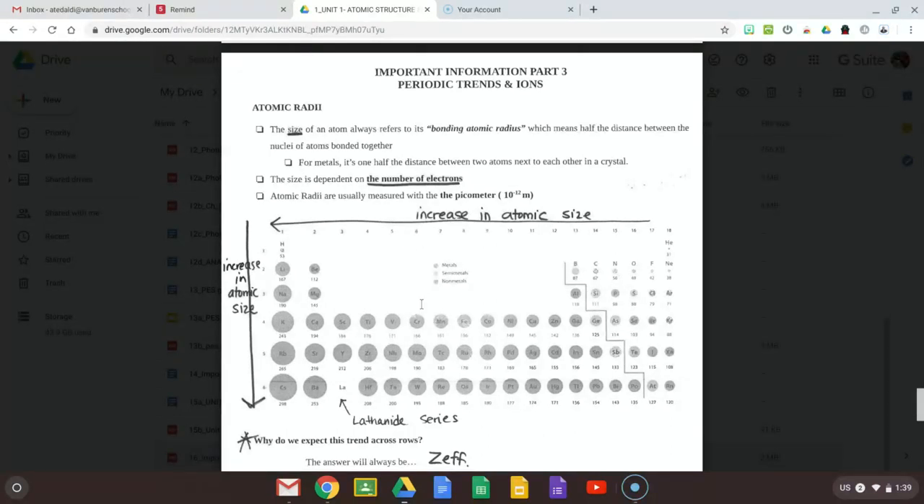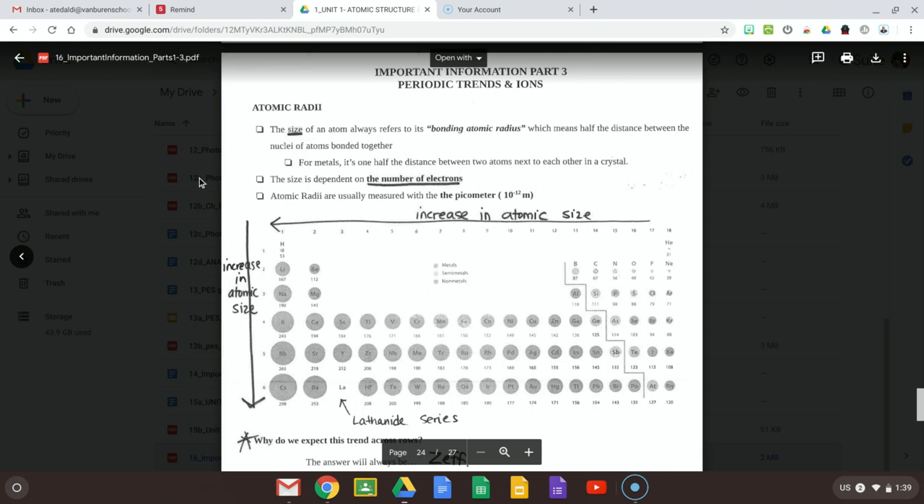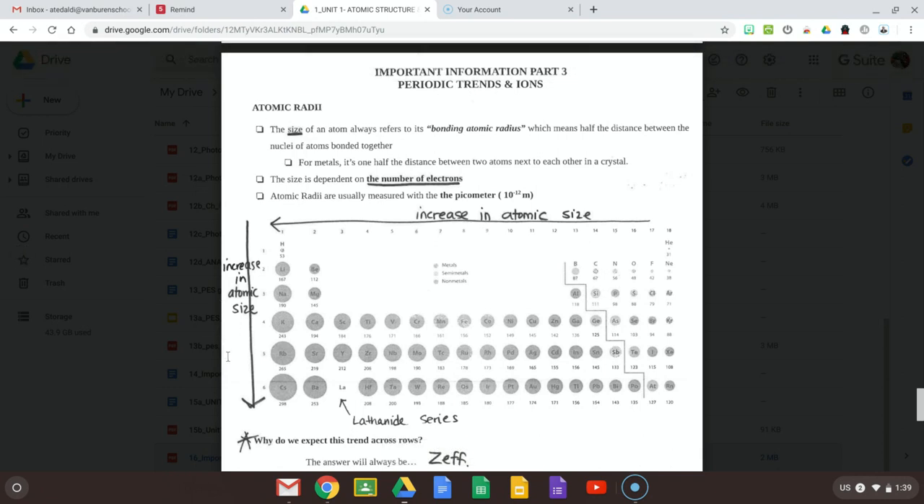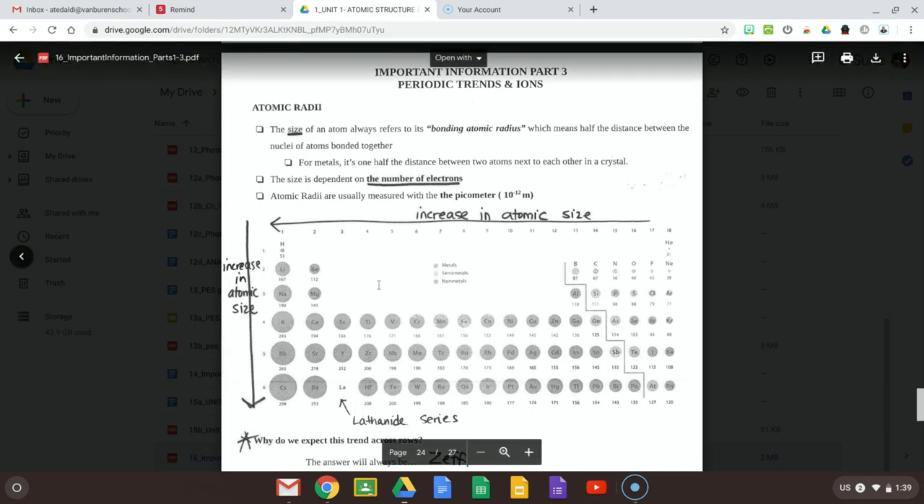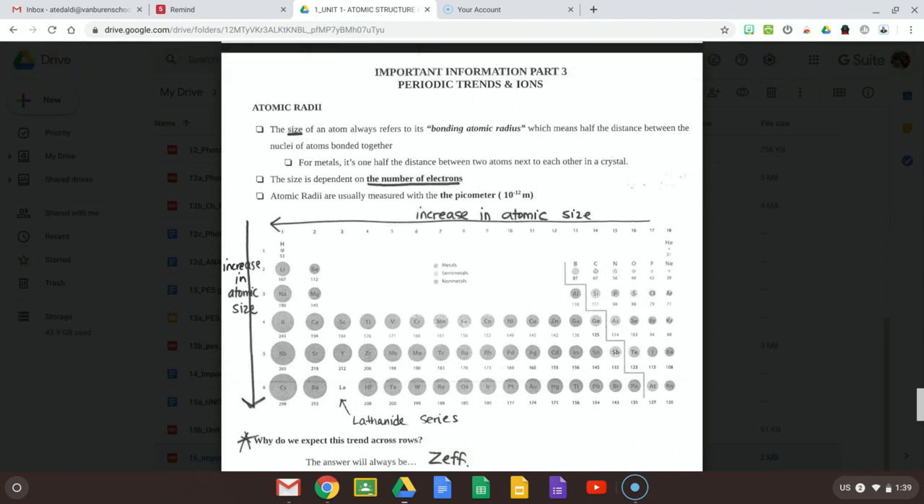Atoms get larger as you go over to the left and down a group. So it gets larger as you go from right to left, and then it gets larger as you go to the bottom of a group. And that's the trend there.